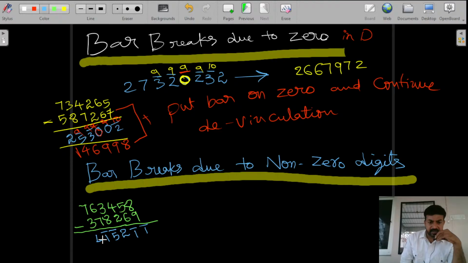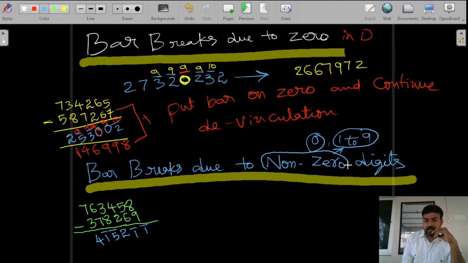So here the bar breaks due to a non-zero digit. Non-zero digits means, except 0, we have 10 digits, 0 to 9. 0 is one side, and the remaining digits, 1 to 9, are on the other side. These are the 9 non-zero digits: 1, 2, 3, 4, 5, 6, 7, 8, 9. So if you find any break due to a non-zero digit, that means any digit from 1 to 9.